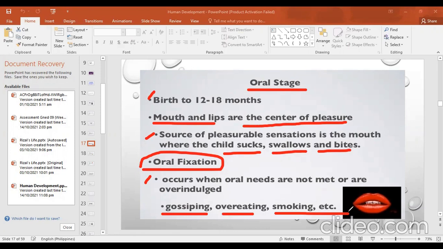This is according to psychoanalytic theory, especially the psychosexual stages of development. No, napigilan, kaya tendency, nagkaroon ng effect nung adulthood niya. Naging chismosa, ang lakas kumain, or ang lakas mag-smoke, and etc. So next tayo.